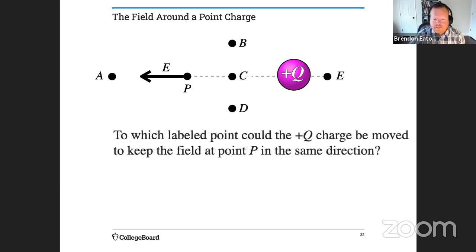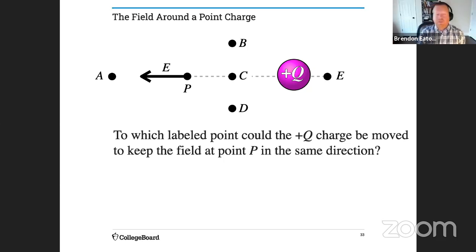But let's change it up just a little bit. Which labeled point could the positive Q charge be moved to keep the field at point P in the same direction, still pointing to the left? Imagine moving that charge to position A, B, C, D, E, and think about what direction that electric field would be pointing at point P.